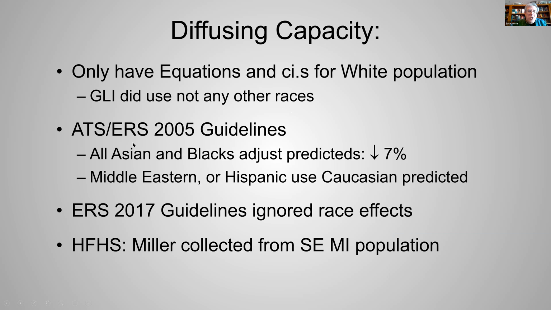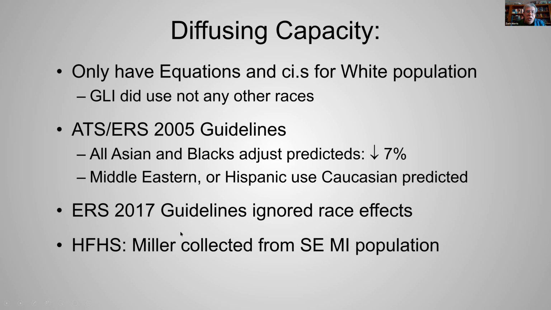Okay. ATS/ERS guidelines in 2005 said all Asians and Blacks should be adjusted downward by 7%. Middle Easterners and Hispanics use Caucasian predicted. Okay, now there's a lot of studies that show that Blacks and Asians have different diffusion, so you should use a different set of predicteds.